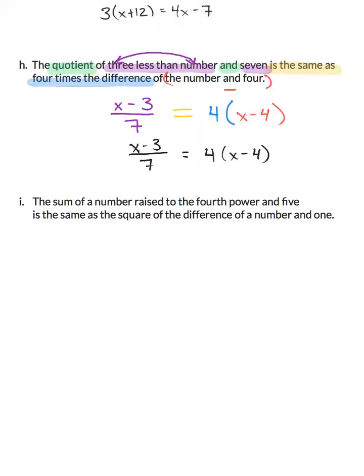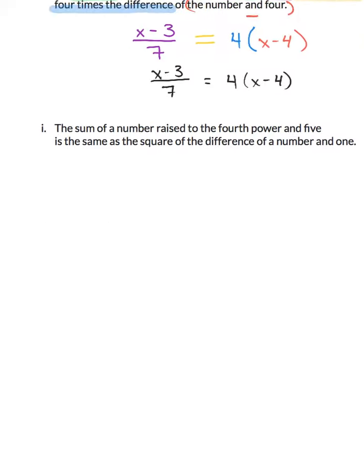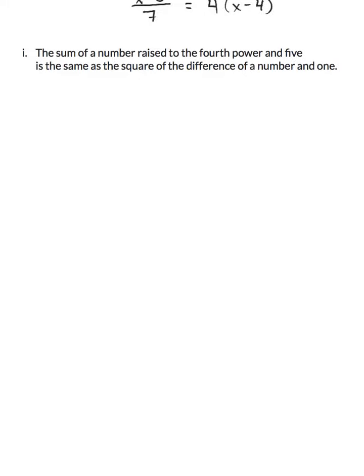Now let's go ahead and look at example I. Example I, we have the sum of a number raised to the 4th power and 5 is the same as the square of the difference of a number and 1. Okay, so let's see what we can do here. We do have an equation again, because we do have that phrase is the same as. There is my equal sign.